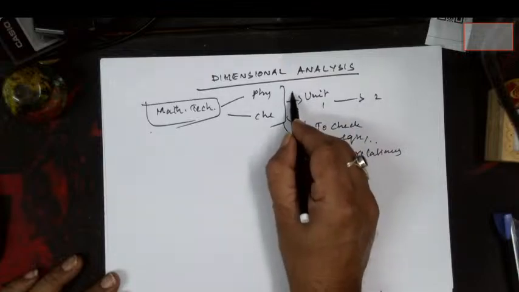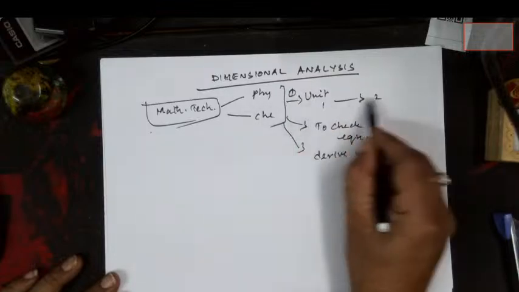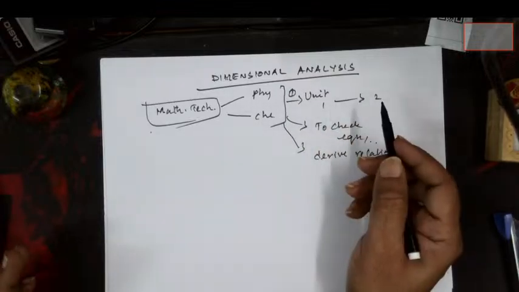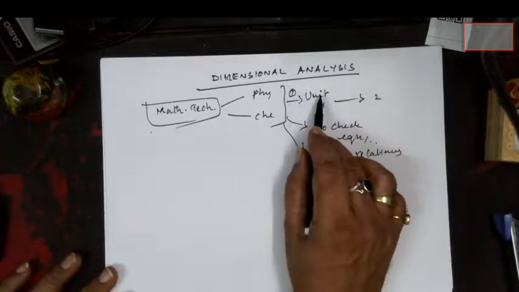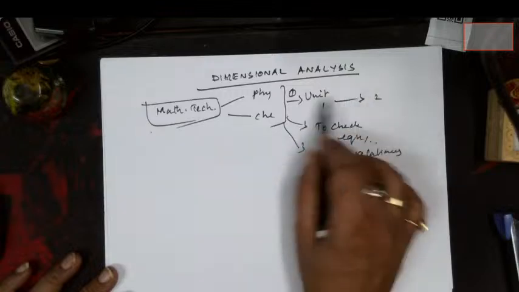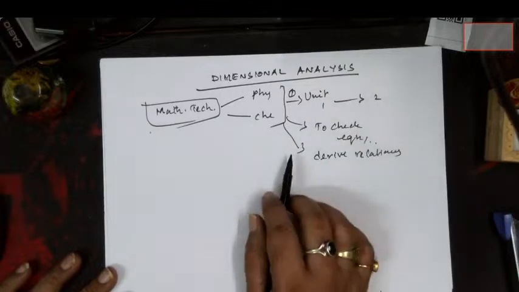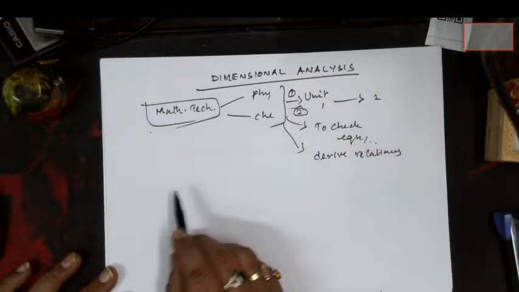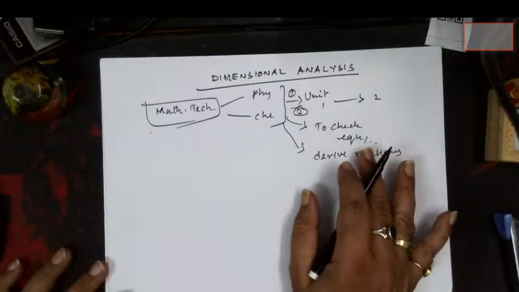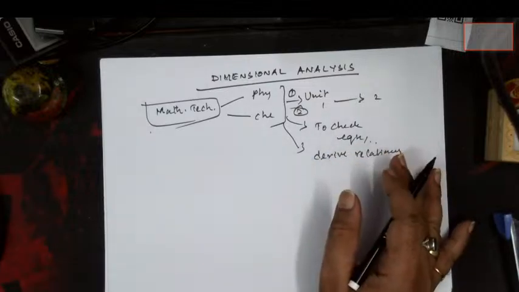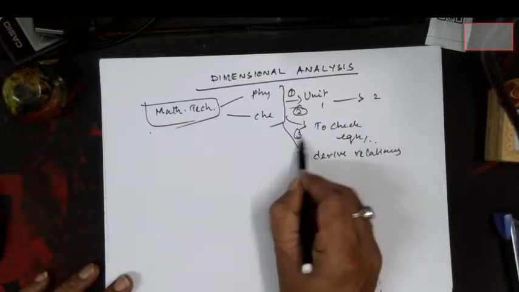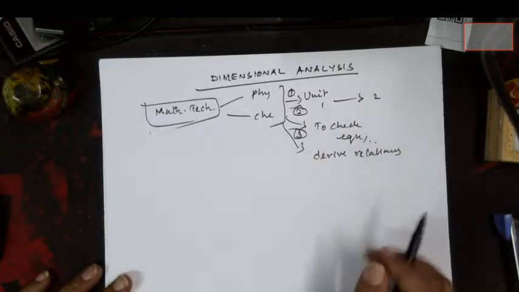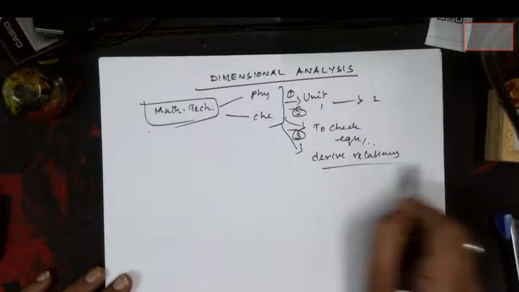So first is to convert one unit to another unit. For example, we have got SI unit, MKS unit, CGS unit. So likewise, from one unit to another unit, it is useful to convert. Second is to check the equation, whether the equation is correct or not, based on the dimensions. Third is knowing some dependent factors, we can derive the relations also.